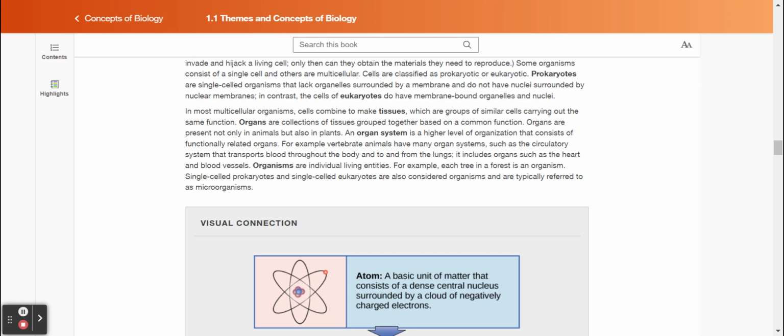For example, vertebrate animals have many organ systems, such as the circulatory system that transports blood throughout the body and to and from the lungs. It includes organs such as the heart and blood vessels. Organisms are individual living entities. For example, each tree in a forest is an organism. Single-celled prokaryotes and single-celled eukaryotes are also considered organisms and are typically referred to as microorganisms.